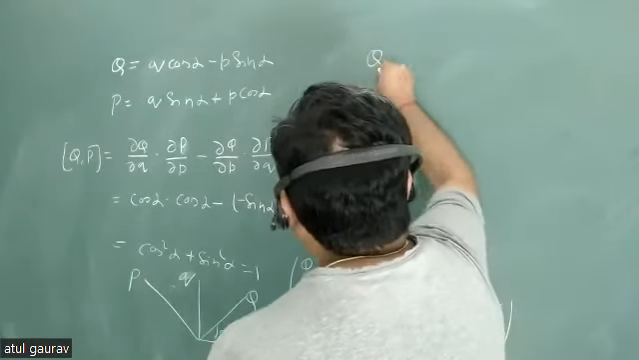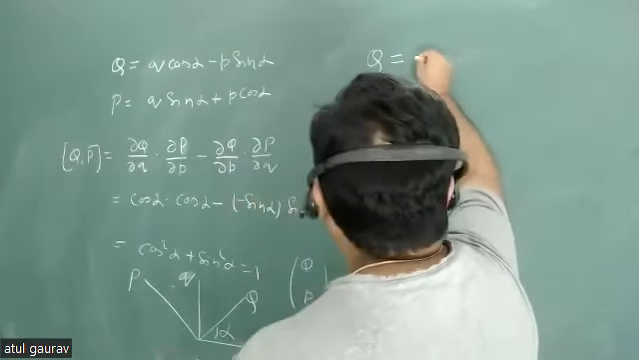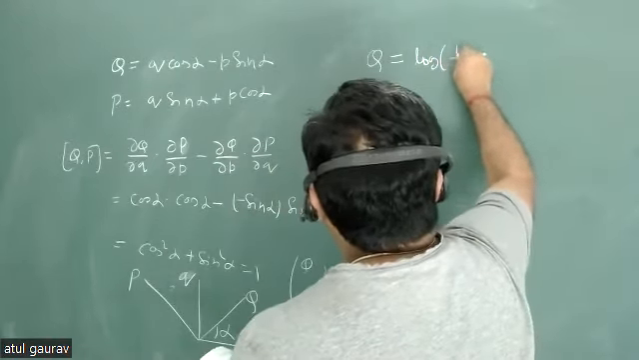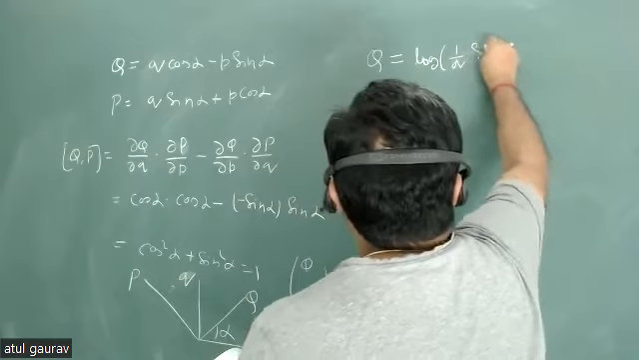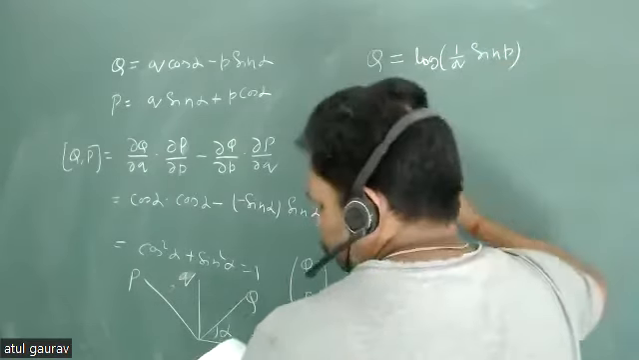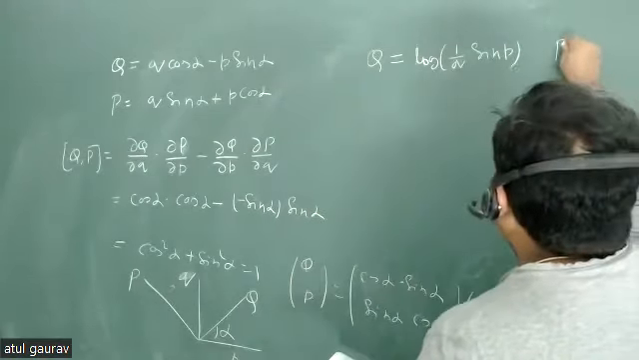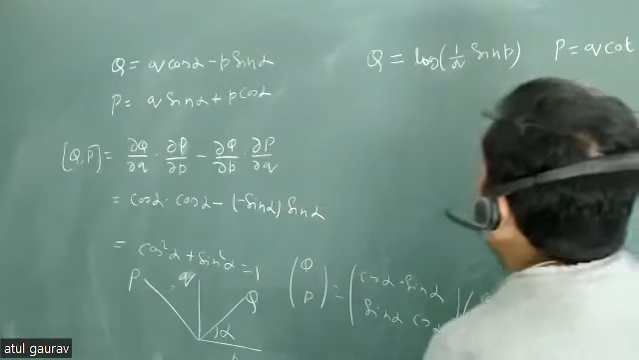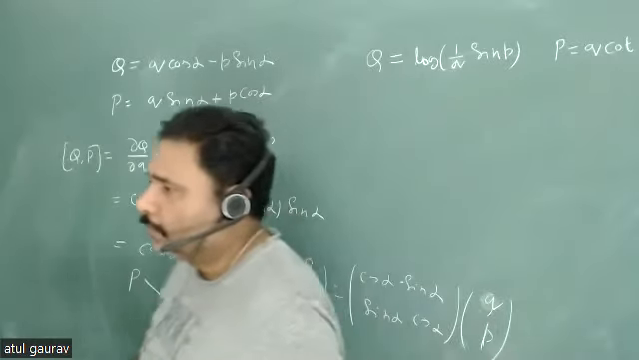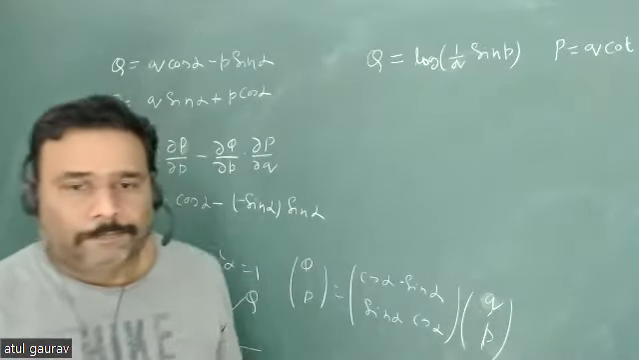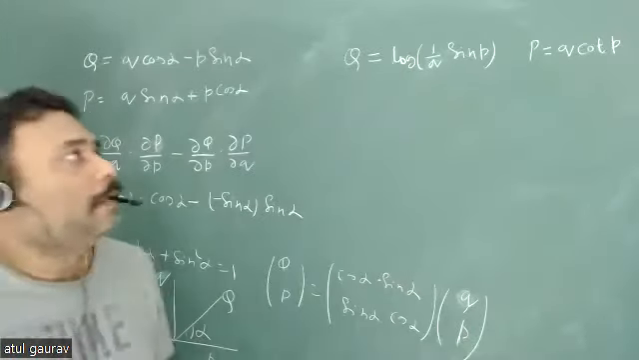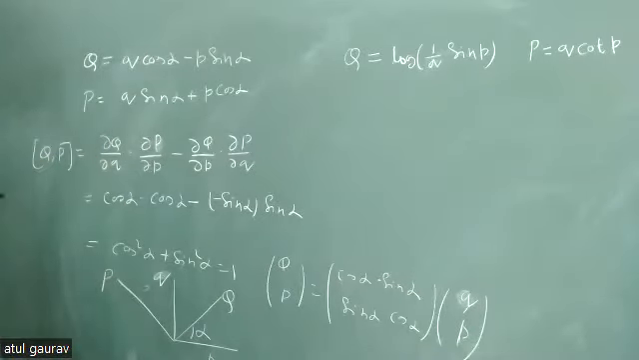So this is again a Goldstein unsolved problem. Q is equal to log 1 upon q sin p, and p is equal to q cot p. The board setting is not right. Okay, so let's try to go for this. Let us check whether it is canonical or not. What will we do?